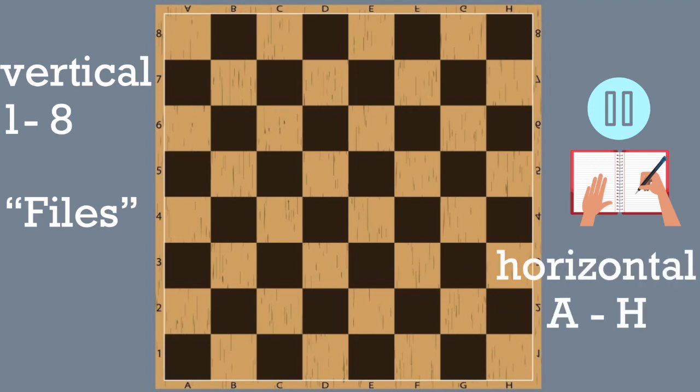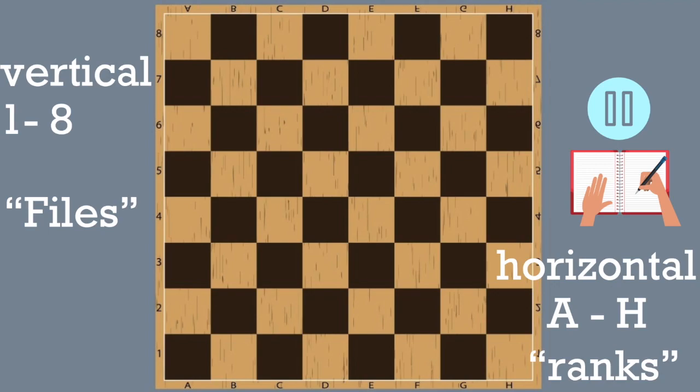And how about horizontal, from A to H? You got it right. That is called ranks. That is where the chess pieces are aligned or placed according to their rank. So vertically, remember, that is what we call files. And horizontally, that is what we call ranks.